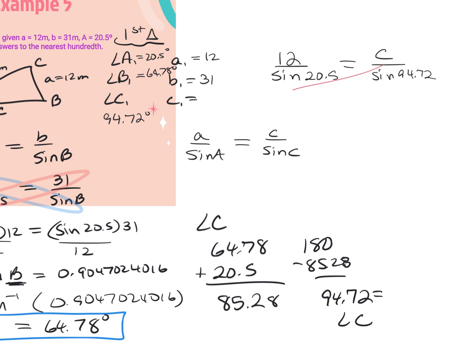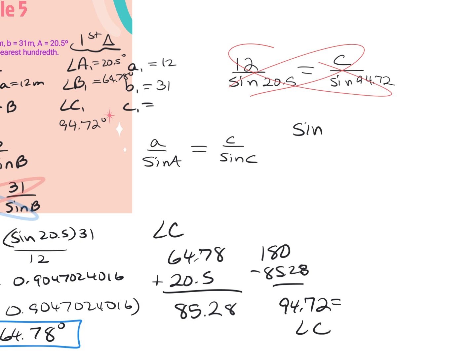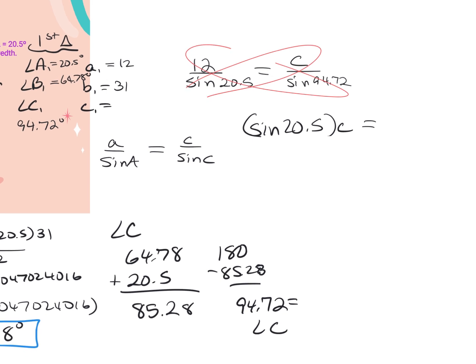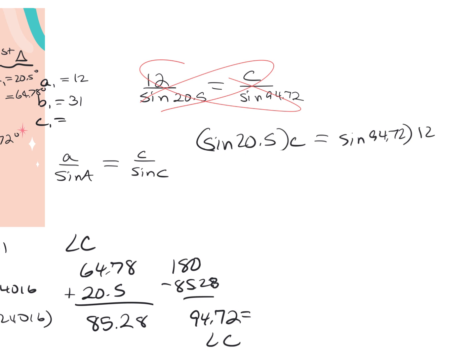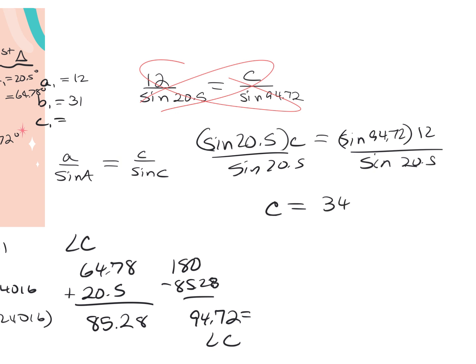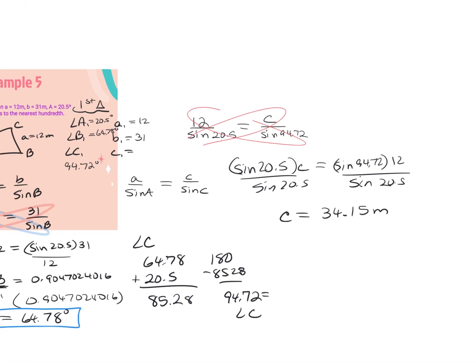Cross multiply. Do these cross products. And then now I'm going to get the sine of 20.5 times C equals the sine of 94.72 times 12. Divide both sides by the sine of 20.5. And I get side length C is equal to 34.149, so 34.15 meters. This has now completed my first triangle.